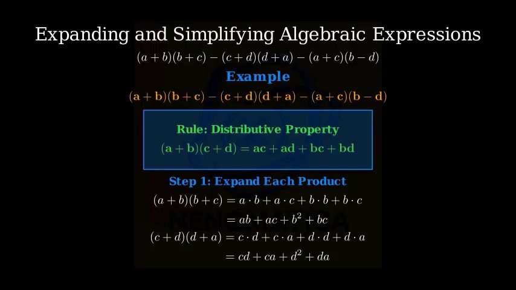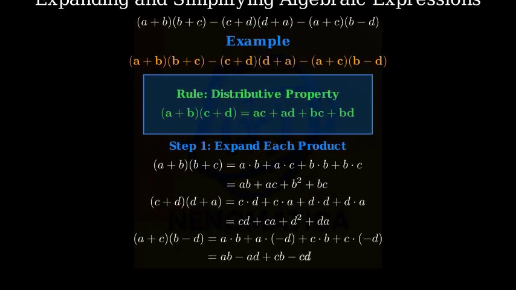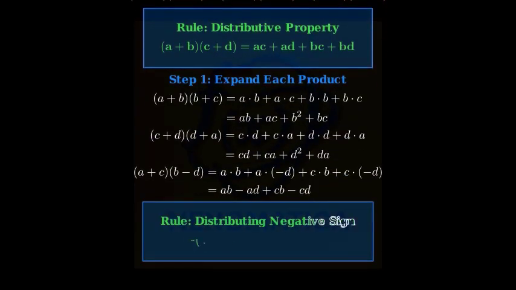Now, let's substitute these expanded products back into our original expression and distribute the negative signs. Let's substitute our expanded expressions into the original formula. We have the first product, ab plus ac plus b squared plus bc, minus the second product, minus cd minus ca minus d squared minus da, minus the third product, minus ab plus ad minus cb plus cd.